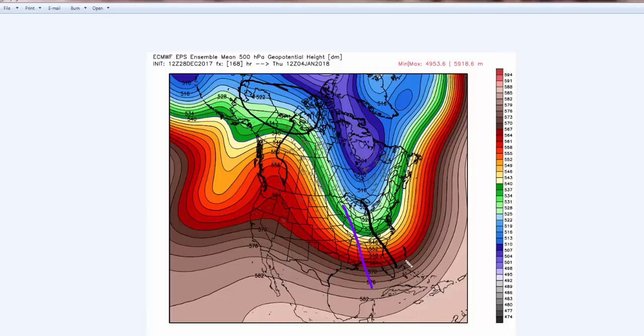Okay, but the problem is, see the black line? That's the trough axis, so the low forms here. Ideally, the trough axis should be this, further to the west. The black line is too far to the east for a big East Coast snowstorm. Now, that could shift easily in the next 5 days. But right now, I'm not impressed.